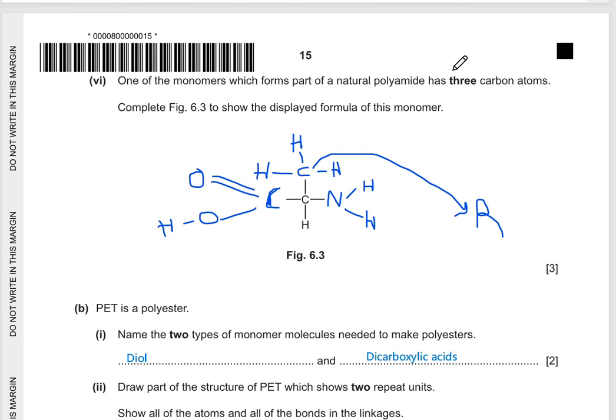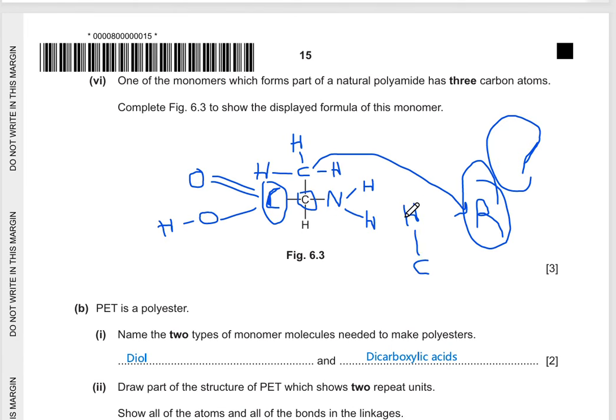But since it said here 3 carbon atoms, that means there's a carbon atom here, there's a carbon atom here. So where would the third carbon atom be? It should be in the R, because instead of the R, there's actually another compound. There's a whole molecule. So instead of the R, we're just going to go C, and usually the C bonds with hydrogen atoms.